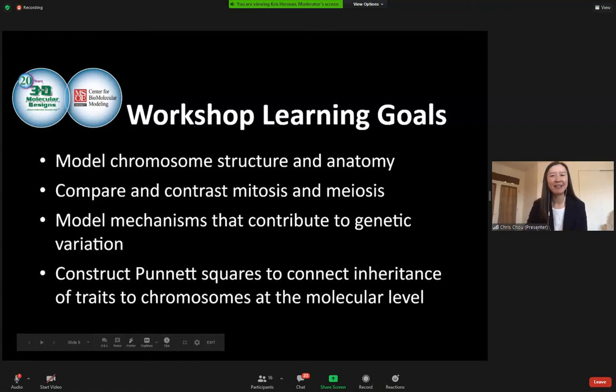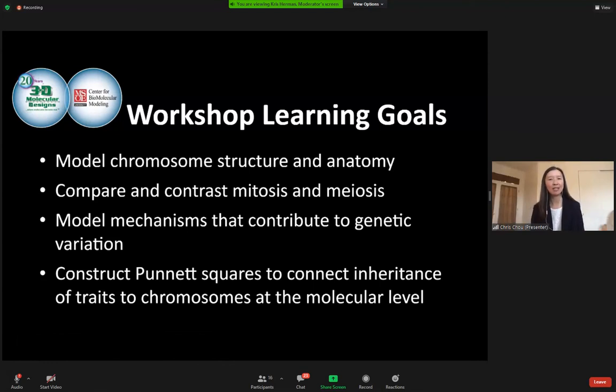All right, so our workshop goals today are to model chromosome structure and anatomy. We're going to take on the very large task of comparing and contrasting mitosis and meiosis, mechanisms that contribute to genetic variation, and at the end to take a look at how we can use these models to show at the molecular level how genetic conditions can be inherited and connecting that with Punnett squares. So you can use it through a variety of units and topics that you'll be teaching either at the middle school all the way to the high school level. So next slide.